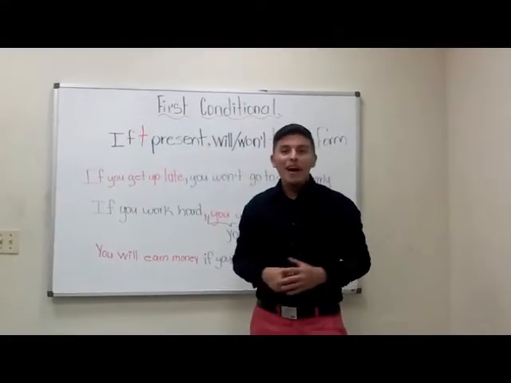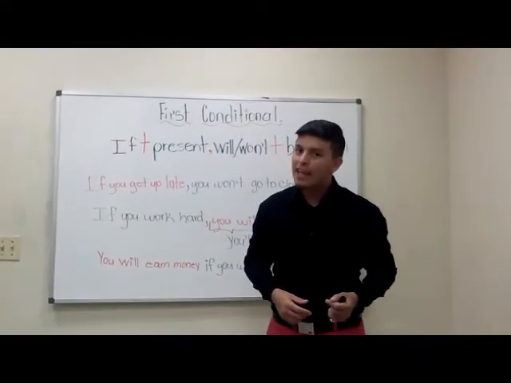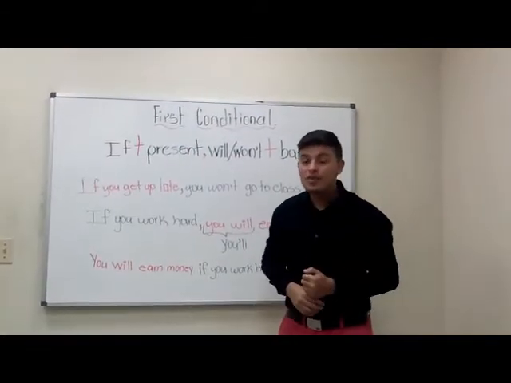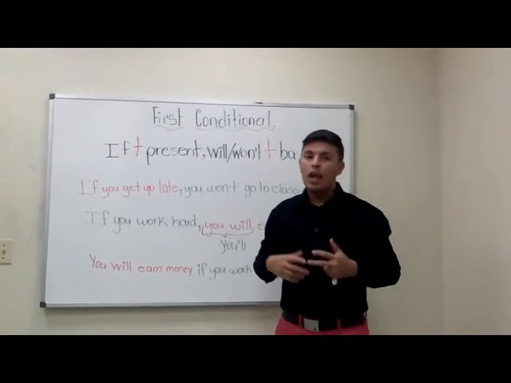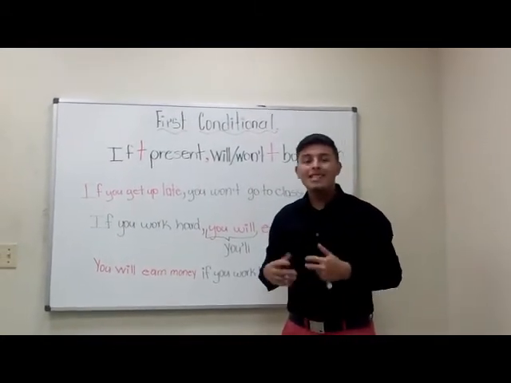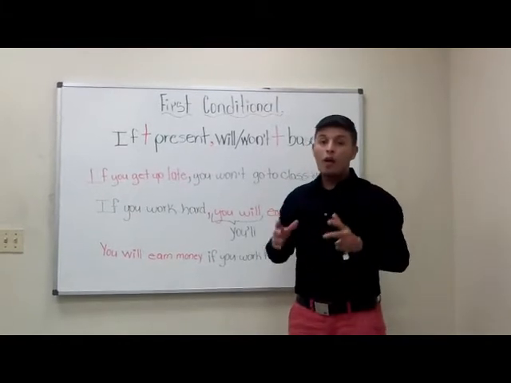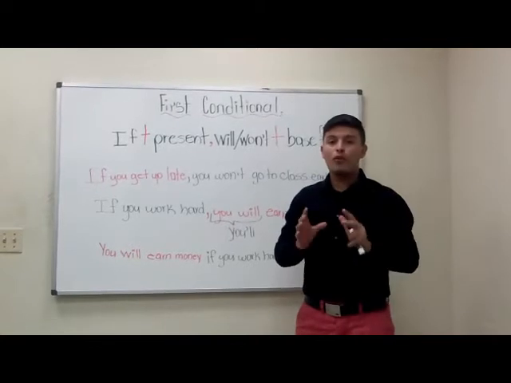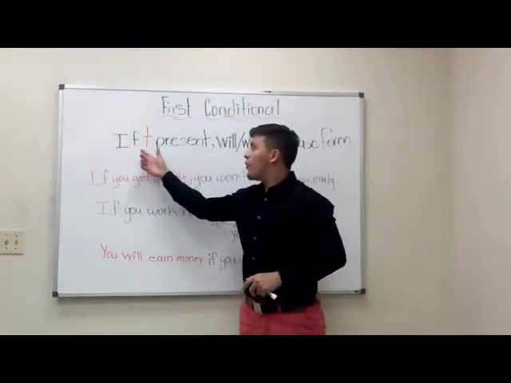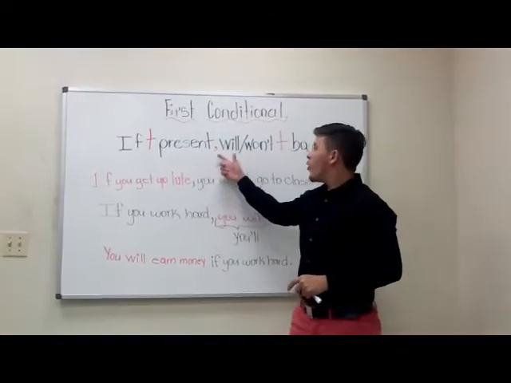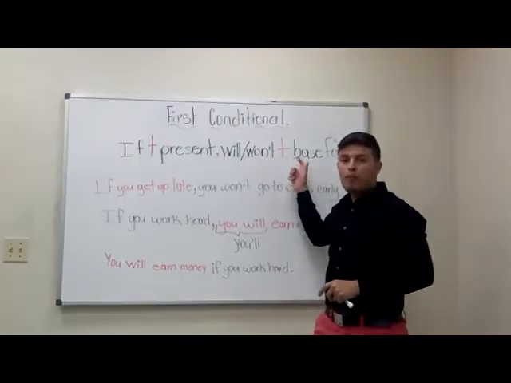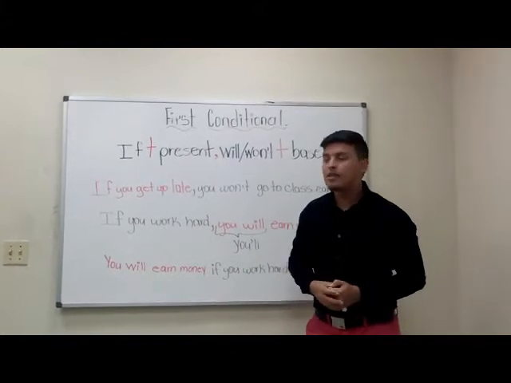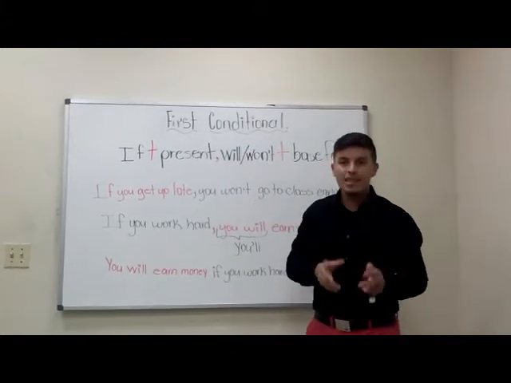I'm Mr. Nelson. Do you know about the first conditional? Okay, here we go. The first conditional has two clauses. The first clause is if plus present, and the second clause is will or won't plus base form. The structure is: if plus present, comma, will or won't plus base form. We have will for a positive sentence and won't for a negative sentence.